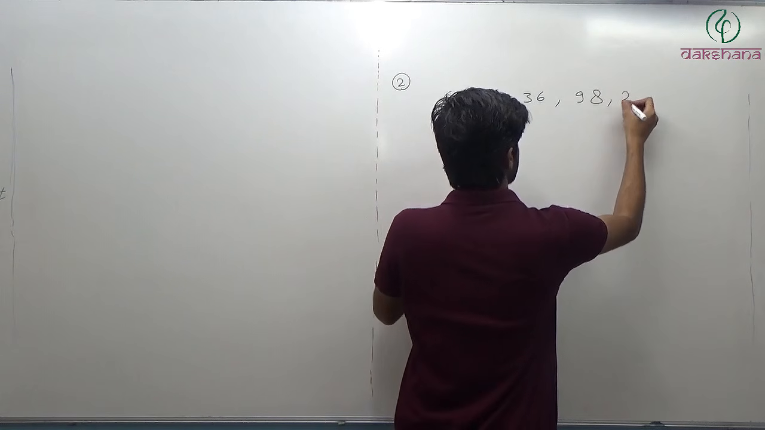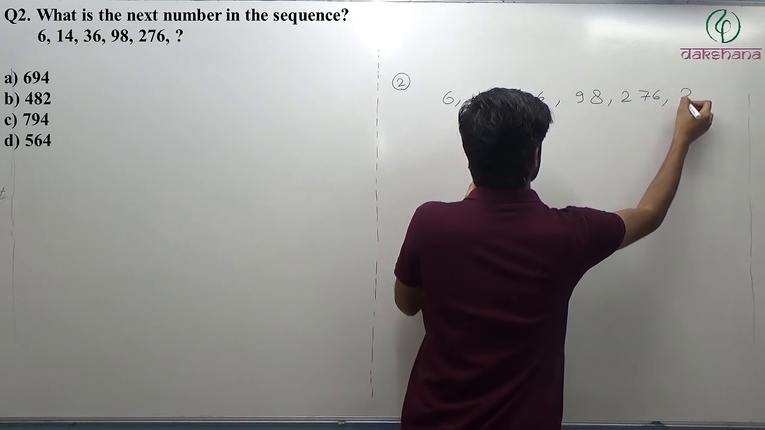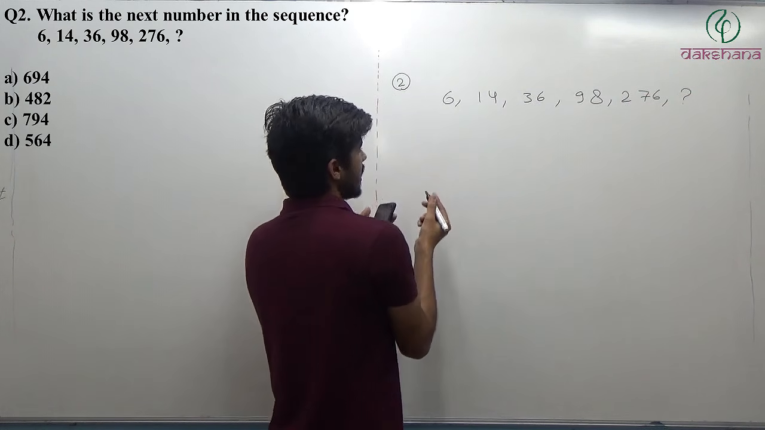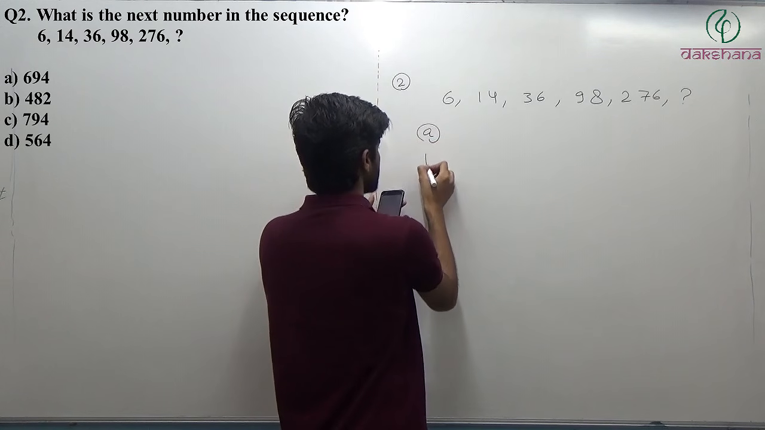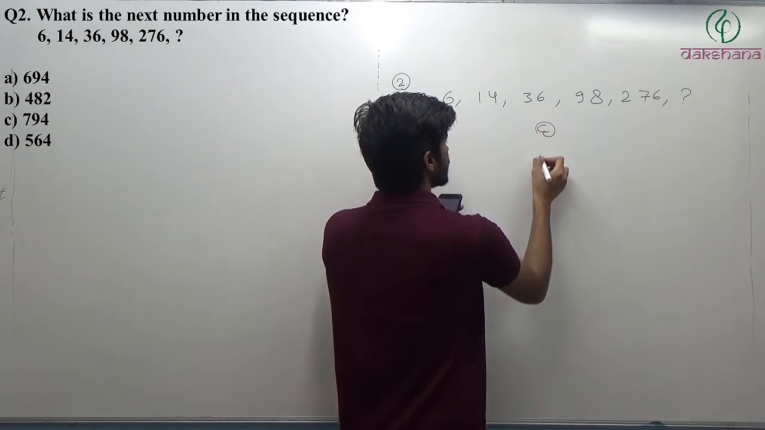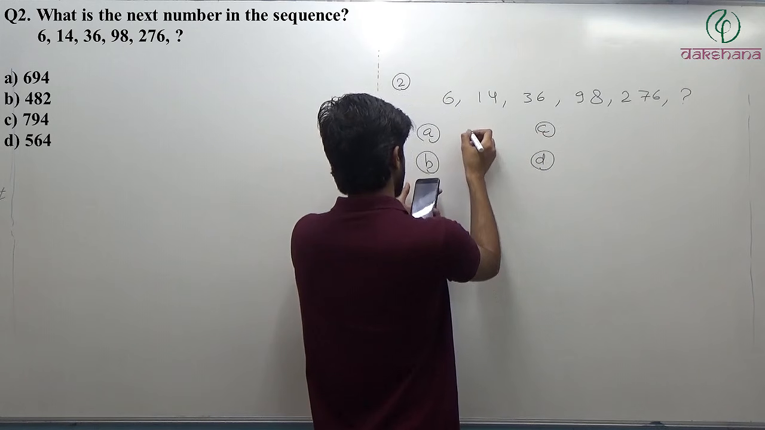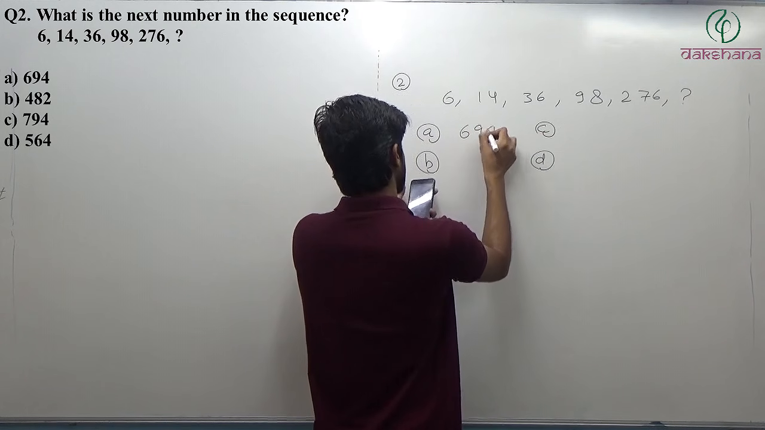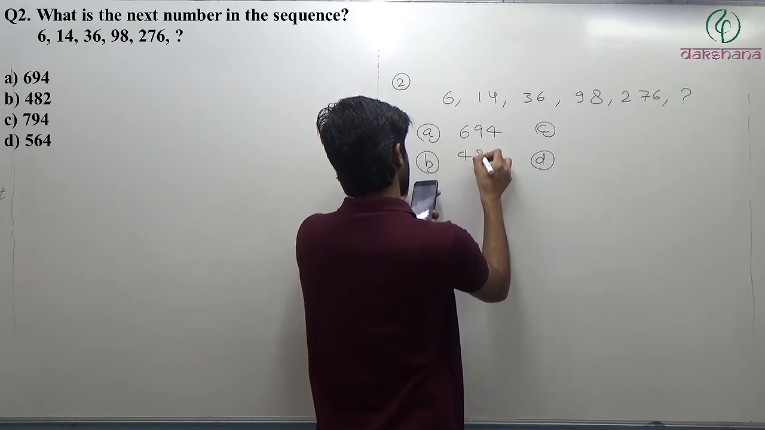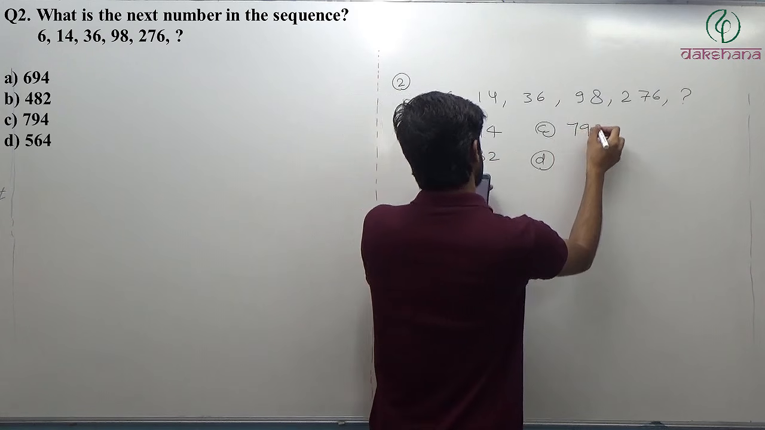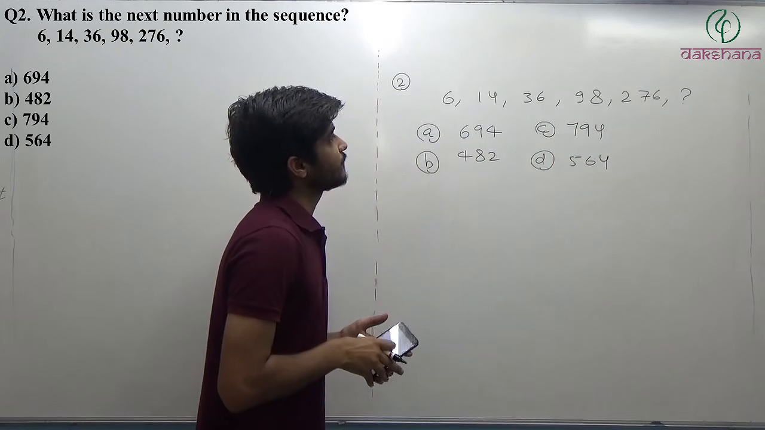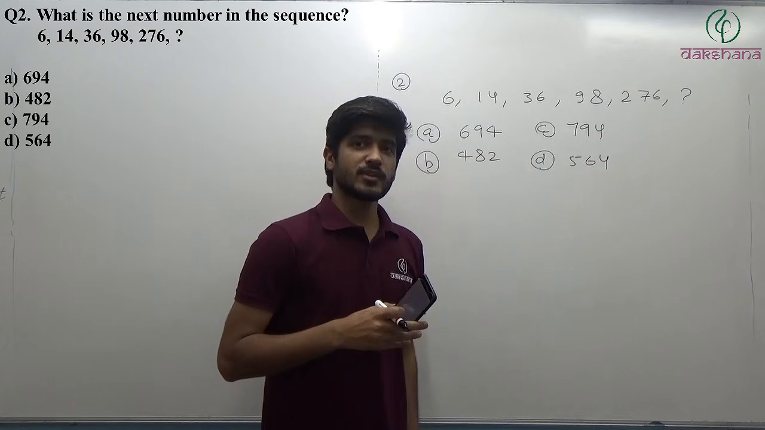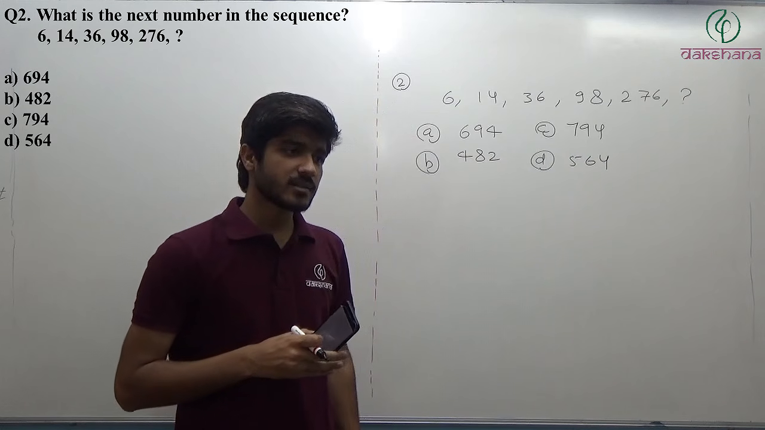98, and then you got the 276. What comes next? Okay, and then there are obviously the options. So let's write the options once, because I need to tell you something. C, D. It's 694, 482, 794, 564. So now as we talked before, there can be many things in number series.